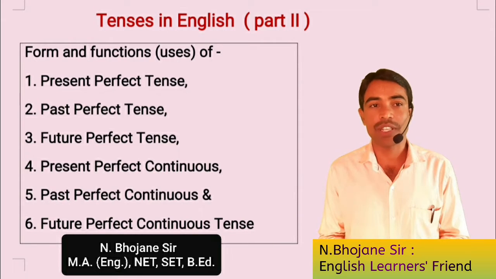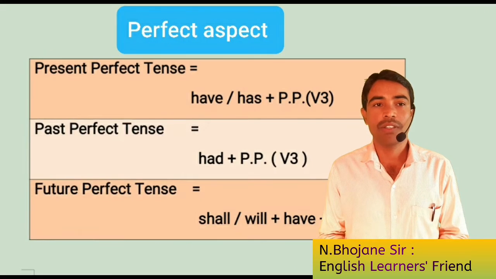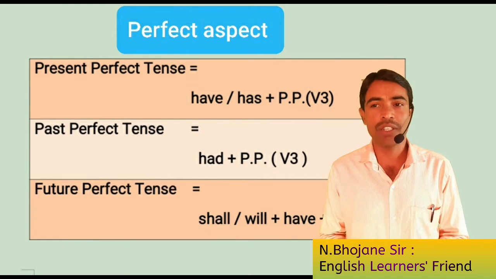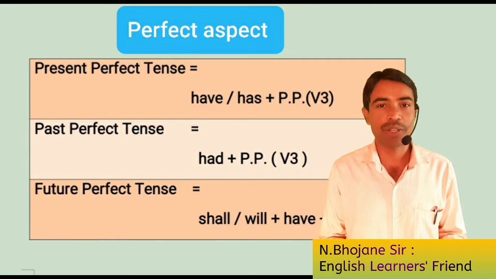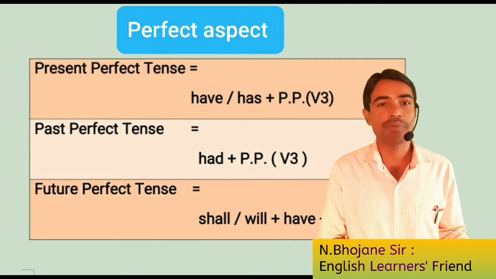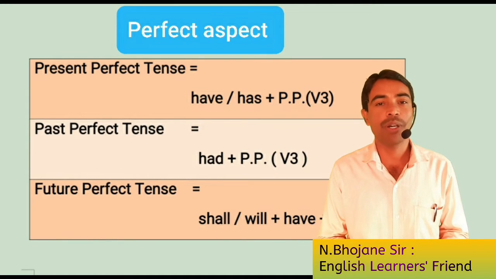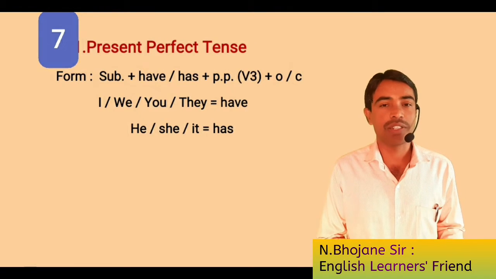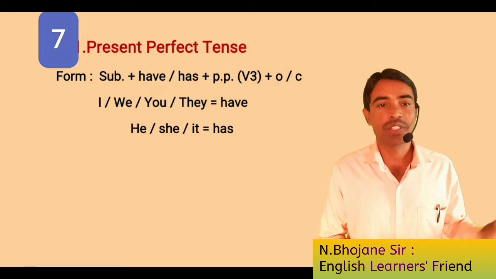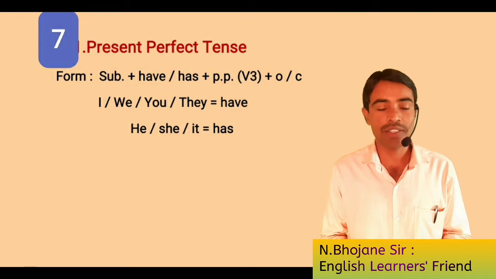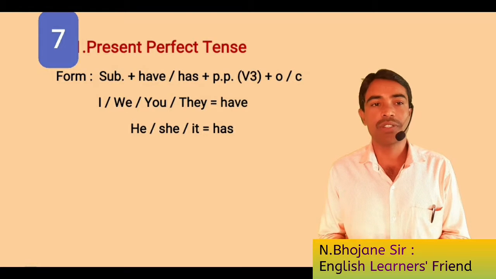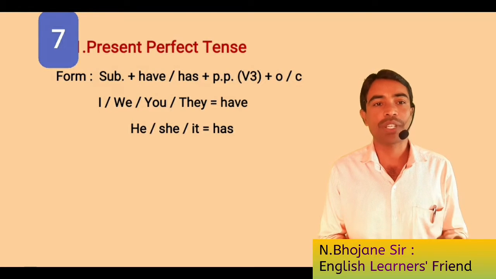Perfect aspect of tenses. Forms of to have and past participles are used in all perfect tenses: present perfect, past perfect, and future perfect tense. We may see forms of to have and verb past participle forms. Present perfect tense. Look at the form: subject plus have or has plus past participle plus object or complement. This is the structure or form of present perfect tense.